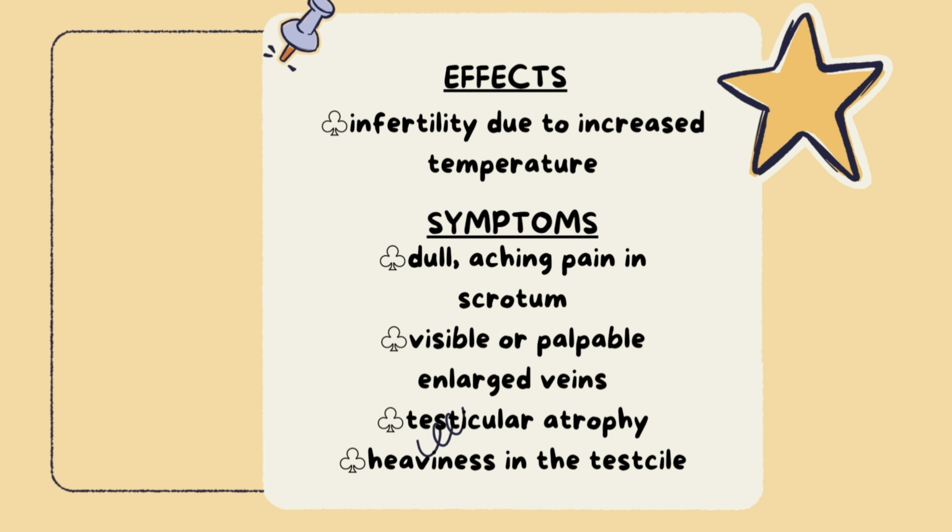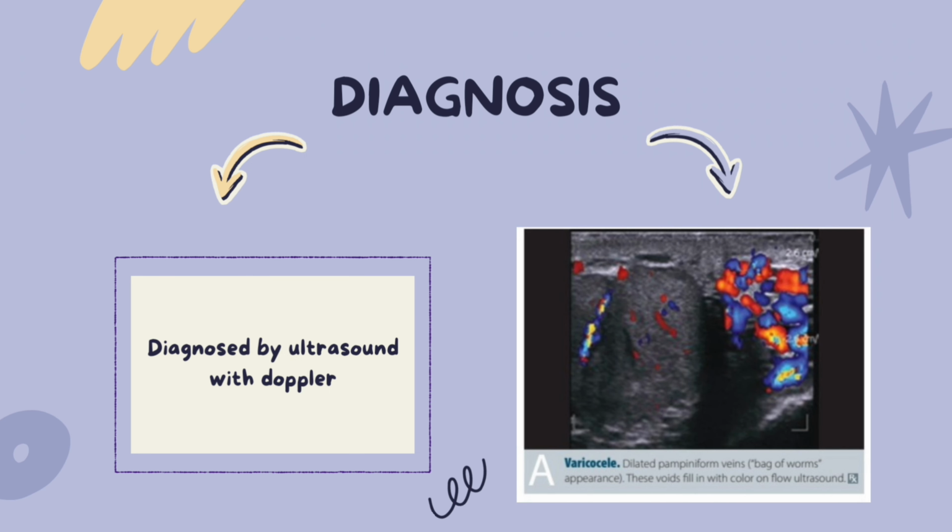There is increased temperature because the engorged veins disrupt the normal cooling mechanism of the pampiniform plexus, and this increased temperature causes infertility, as sperm production by Sertoli cells decreases with increased temperature. Symptoms: dull, aching pain in the scrotum, visible or palpable enlarged veins, testicular atrophy due to impaired blood flow, and heaviness in the testicle. It is diagnosed by ultrasound.